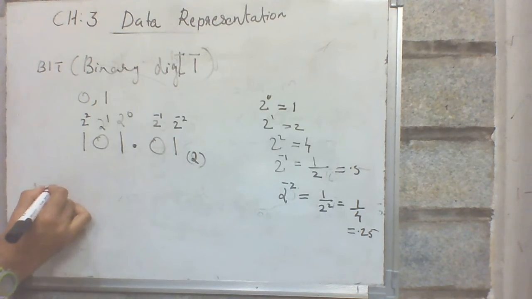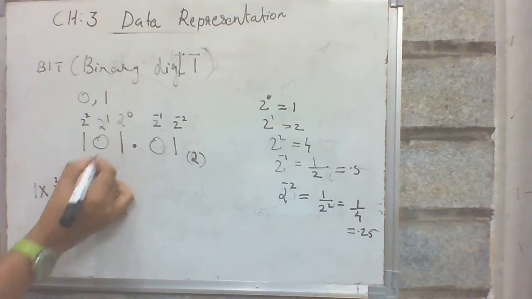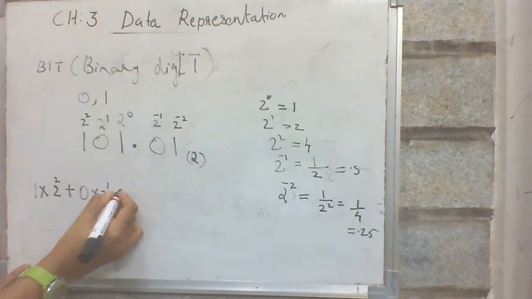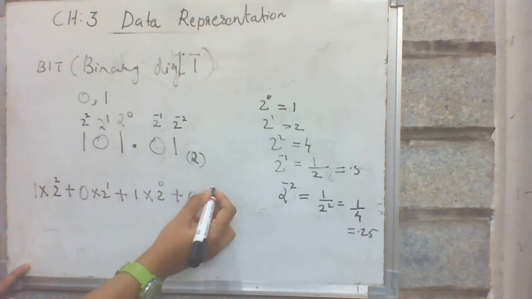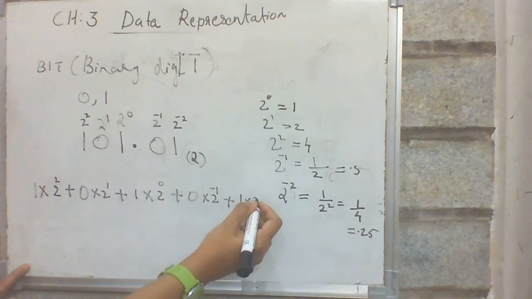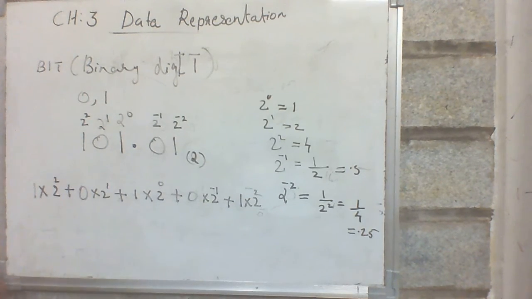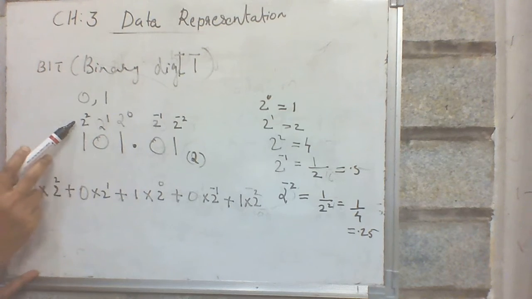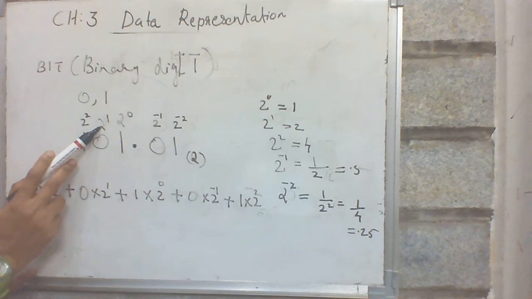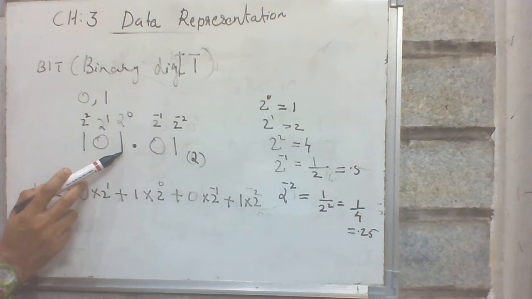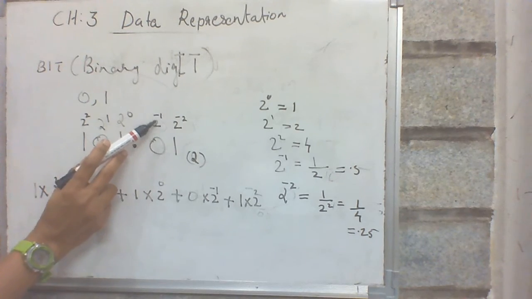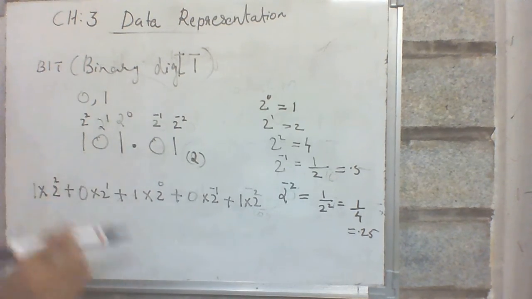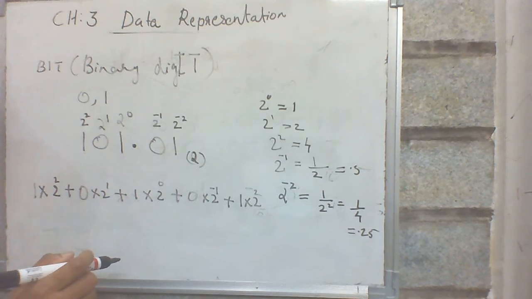Then how can you represent this number? 1 into 2 to the power 2 plus 0 into 2 to the power 1 plus 1 into 2 to the power 0 plus 0 into 2 to the power minus 1 plus 1 into 2 to the power minus 2. We can represent a binary number like this.